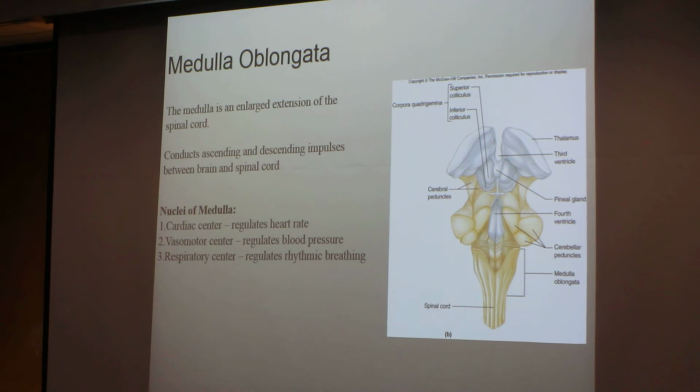The medulla is an elongated extension of the spinal cord, and it conducts ascending and descending impulses between the brain and spinal cord. It has three major nuclei. The cardiac center, by its name, regulates the heart rate. The vasomotor center regulates the blood pressure, and the respiratory center regulates the rhythm of breathing.